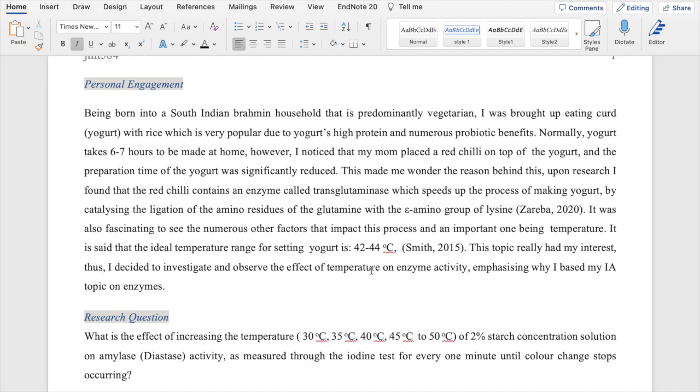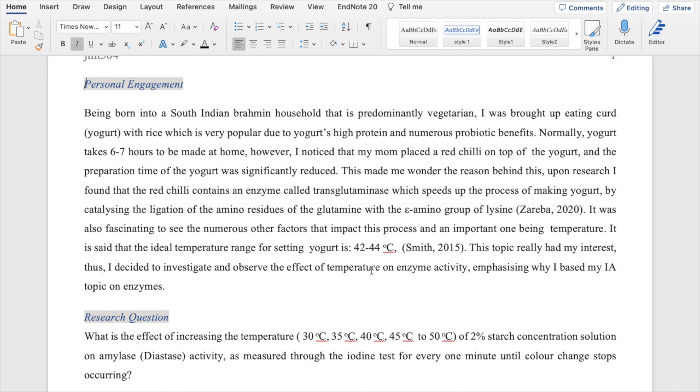In my personal engagement section over here, I basically talk about how I was brought up in a vegetarian household and how I always ate curd yogurt. Yogurt is a high protein dish with numerous probiotic benefits. But my mom did use a chili and put it on top of the curd in order to increase the speed of its setting. So that always interested me as to how that can occur, like a catalyst.